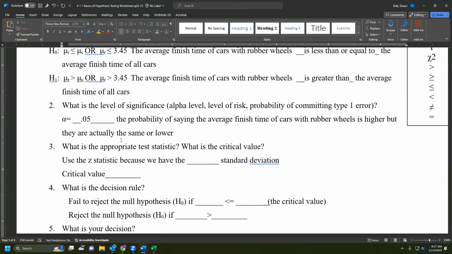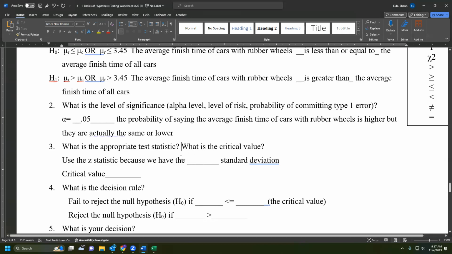If I had a level of significance of 0.01, 1 out of 100 tests would say that there's a difference. And if I had a level of significance of 0.1, 10 out of 100 tests would say that there's a difference. So what's the appropriate test statistic?